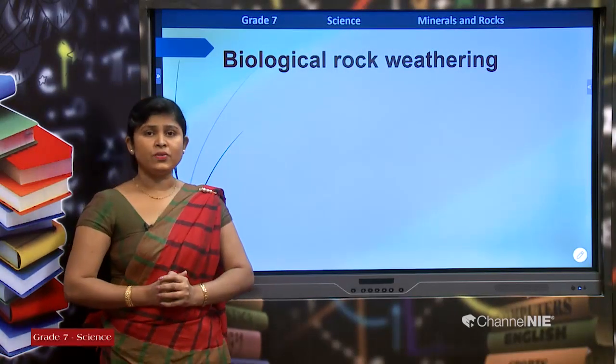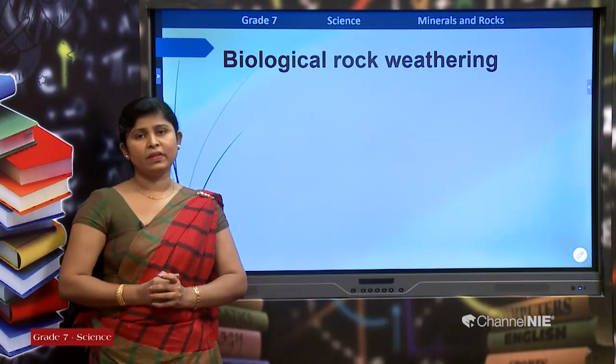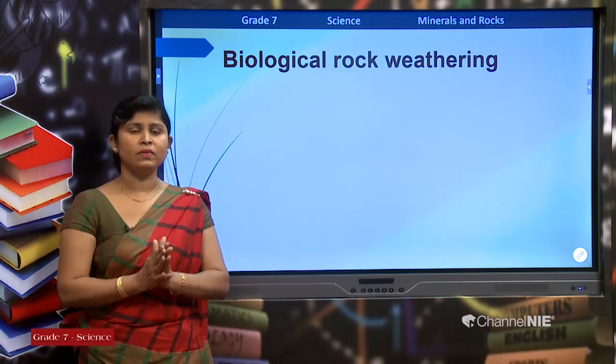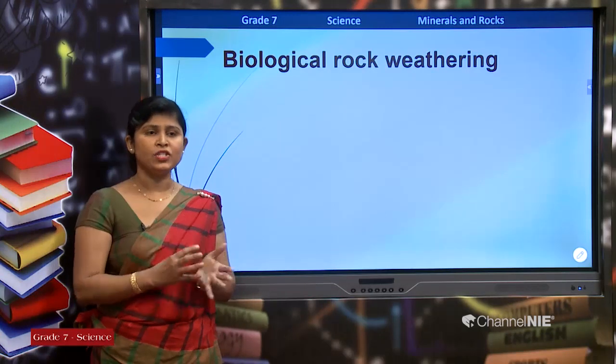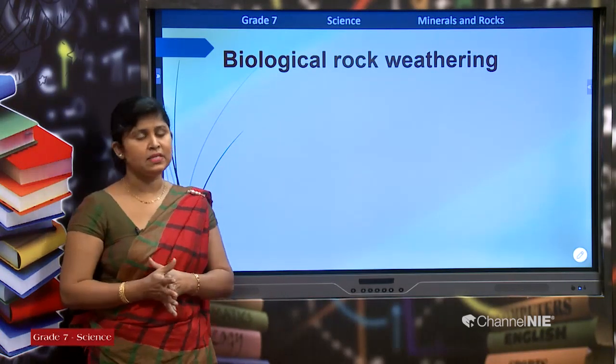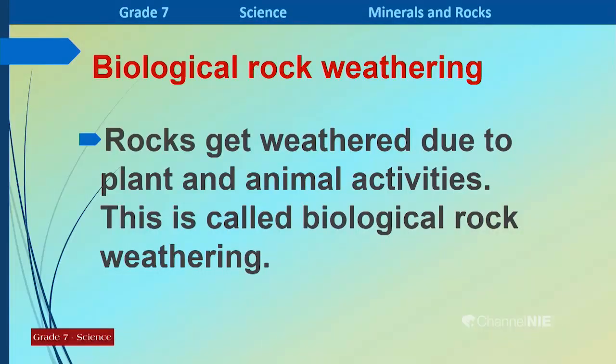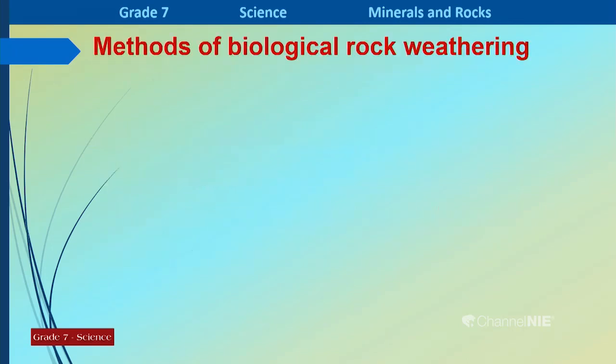Let us see the last one, biological rock weathering. Biological rock weathering means the weathering of rock which is caused by the action of plants and animals. Rocks get weathered due to plant and animal activities. This is called biological rock weathering. Methods of biological rock weathering.